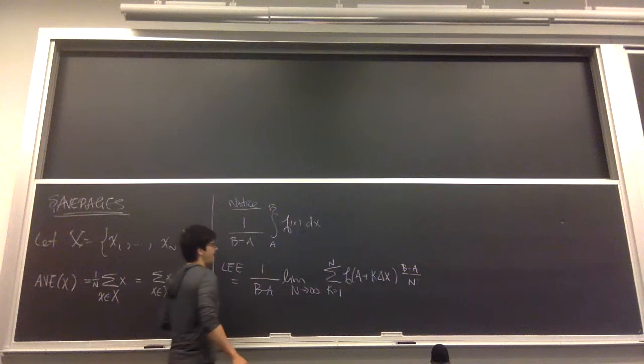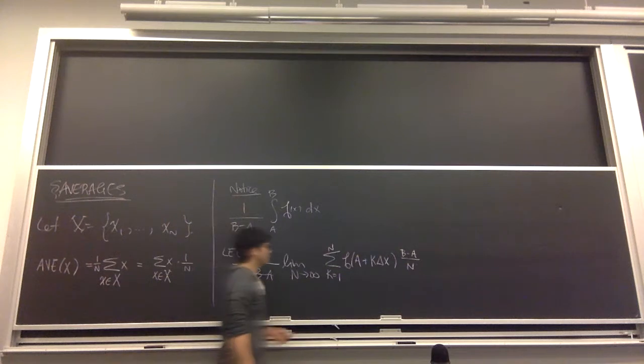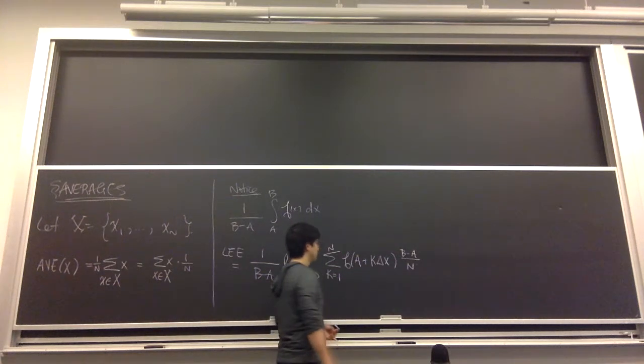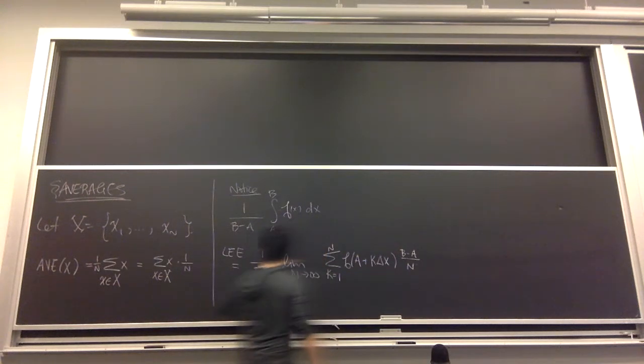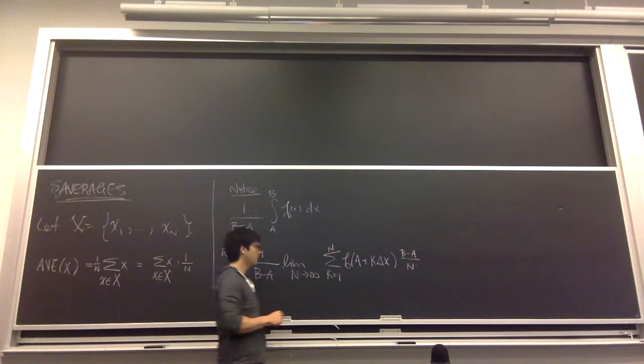Okay, but let's fix n. Shouldn't it be k minus 1? Pardon me? Isn't it a plus k minus 1 times delta x? Because it's left hand, and then the right hand is just a plus k times delta x. Oh, you're right. That's a right endpoint estimation. Thank you.